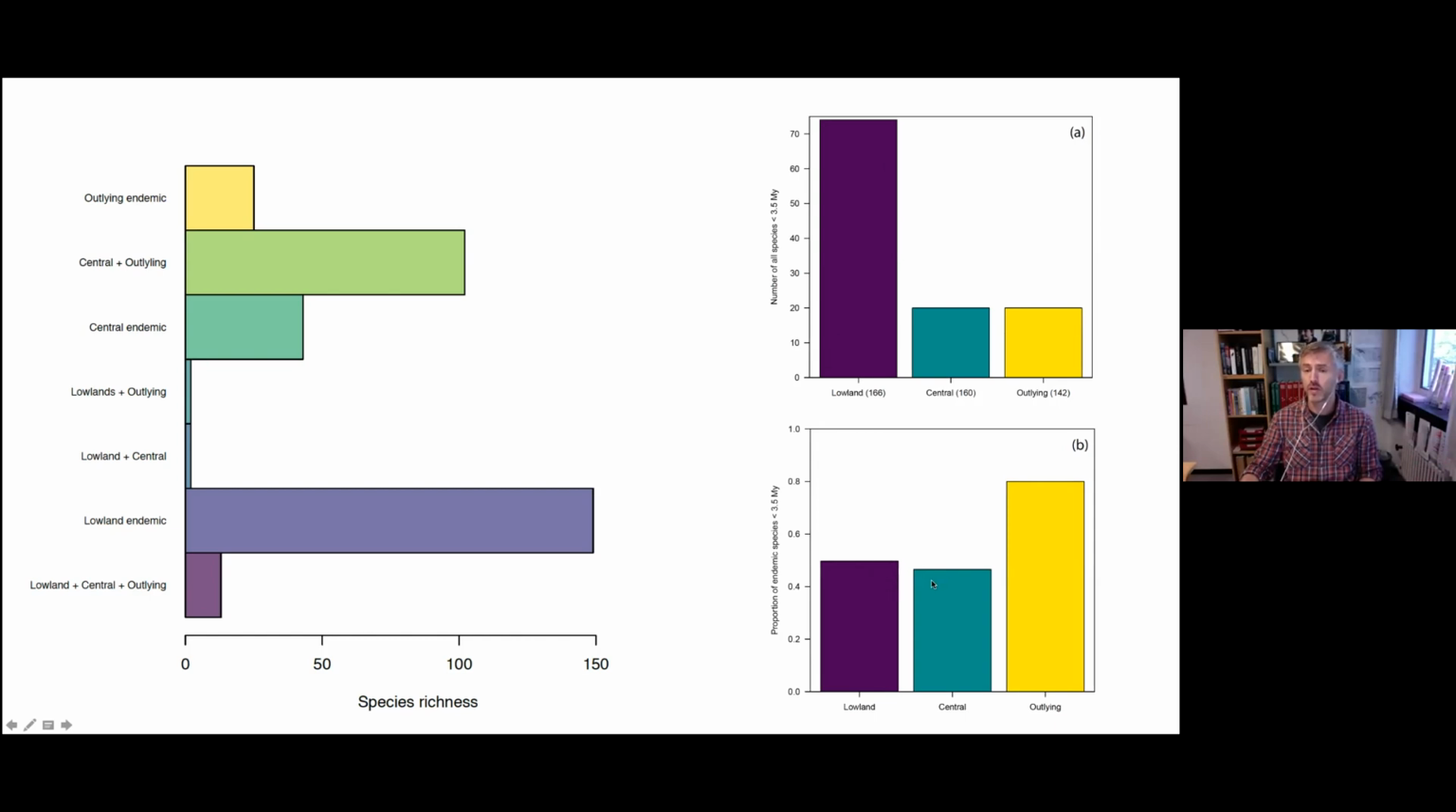However, the proportion of endemic species looks a bit different in that we have about half of the endemic species that are younger than 3.5 million years in the lowlands and the central range, but in the outlying ranges, we have a markedly higher proportion of endemic species that are relatively young.